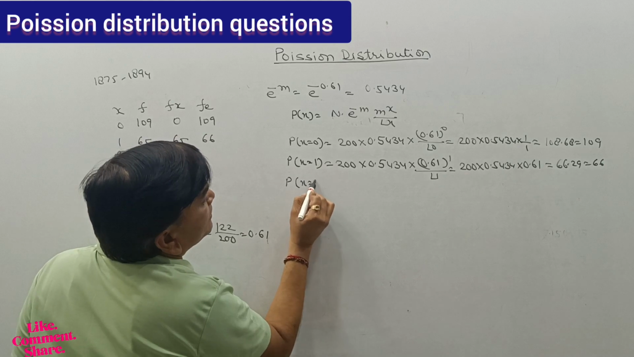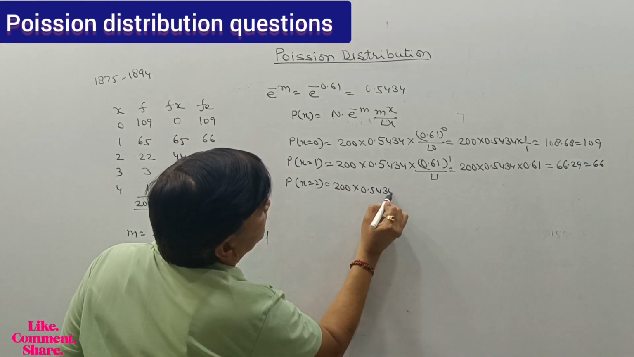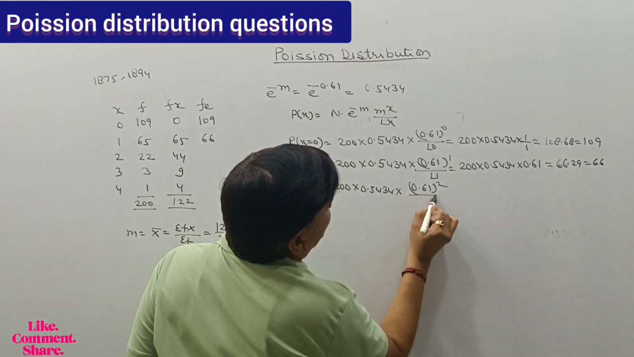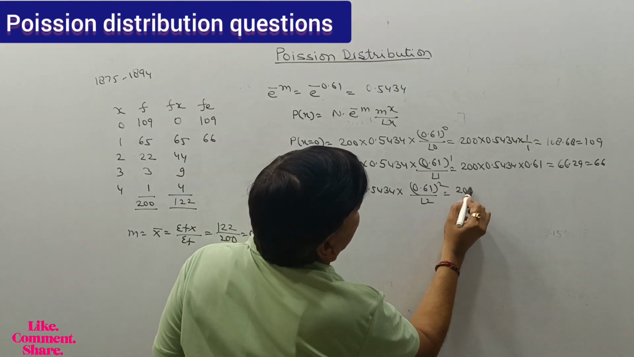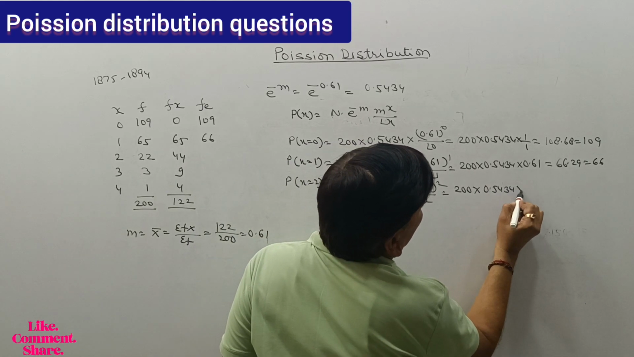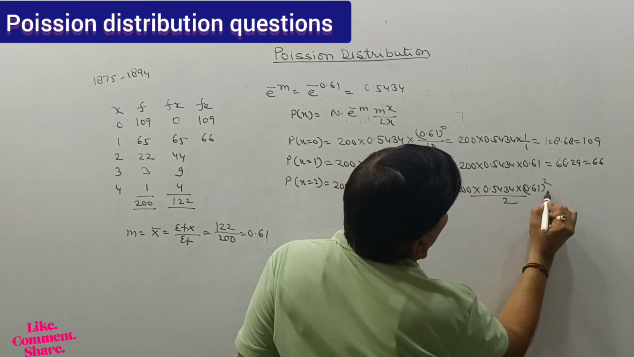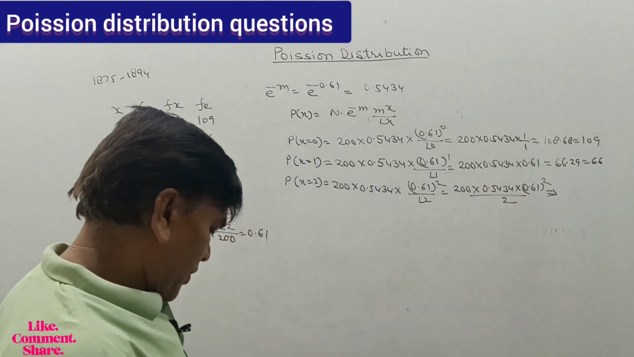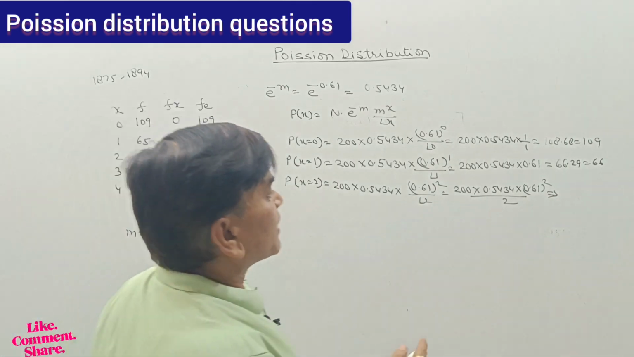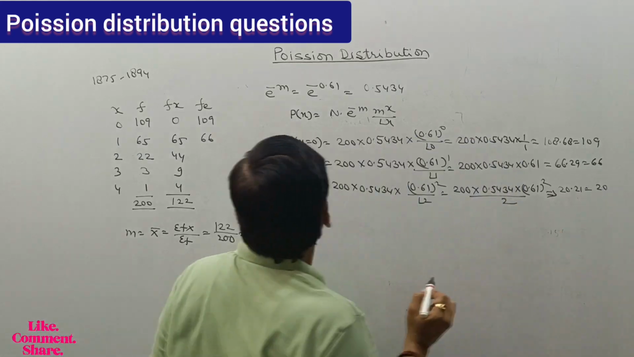For x is equal to 2, that is 200 multiply 0.5434 multiply 0.61 raised to power 2 upon factorial 2. So that will be 200 multiply 0.5434 multiply 0.61 raised to power 2 upon 2. So the solution is 0.61 divided by 2, and we get 20.21, so we take 20.